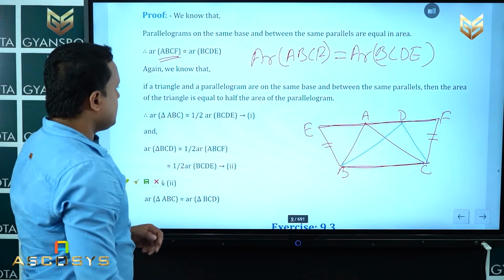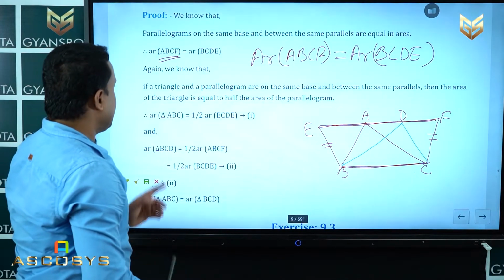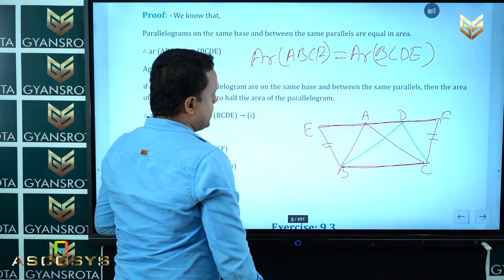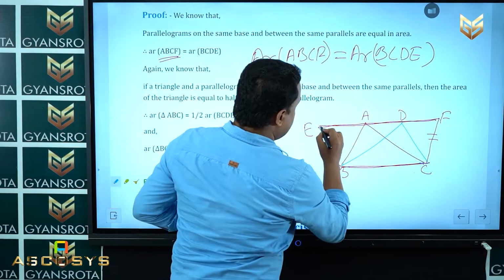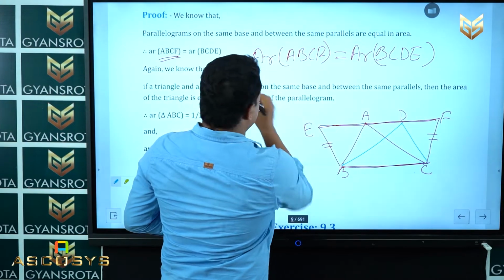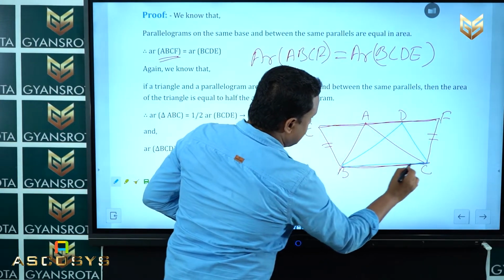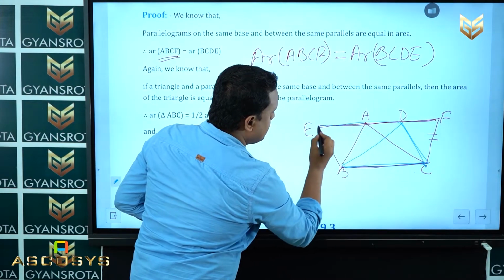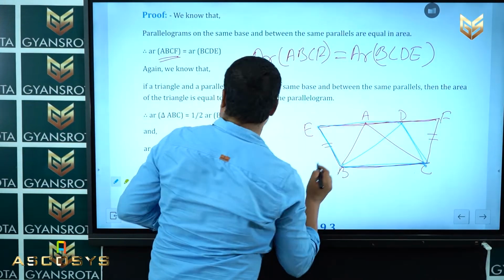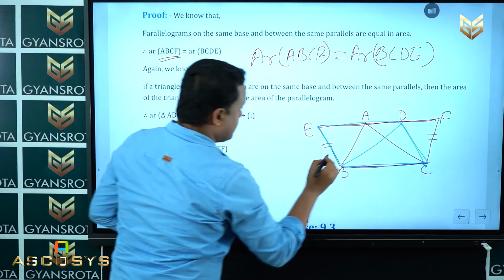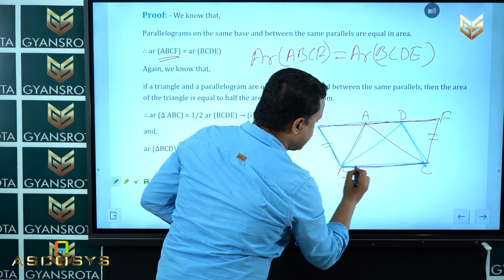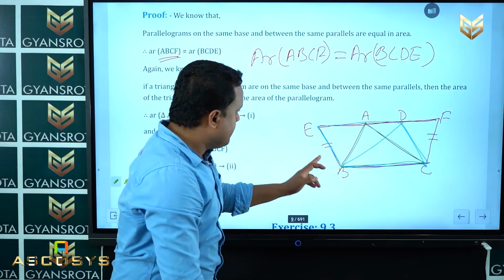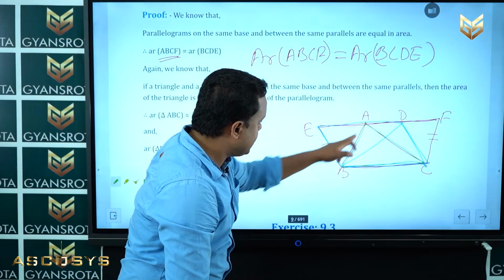Alright. Now, we know that if a triangle and a parallelogram are on the same base. So here, in this parallelogram BCDE, we have the triangle ABC. In this parallelogram BCDE, we have this triangle ABC.